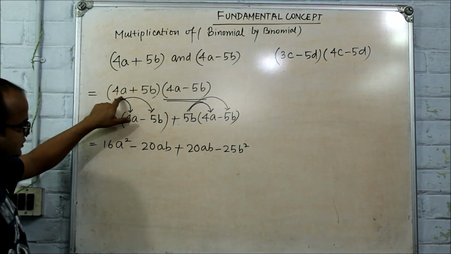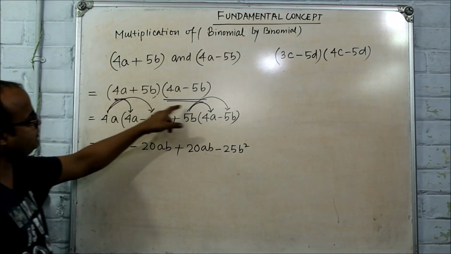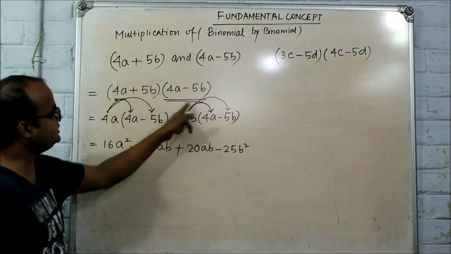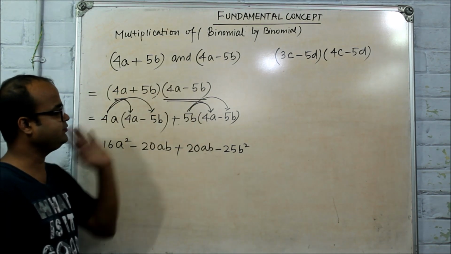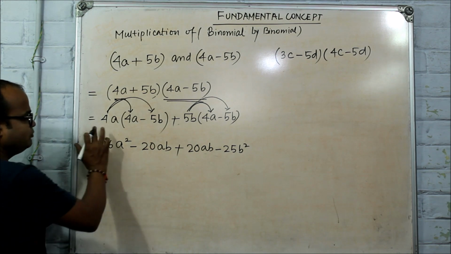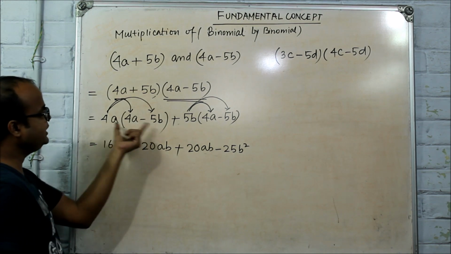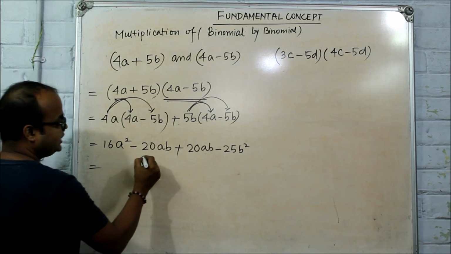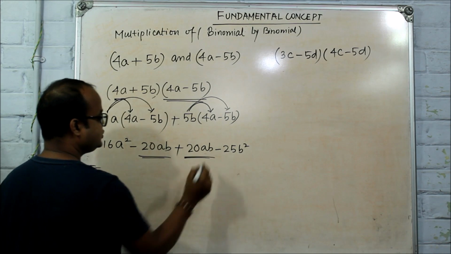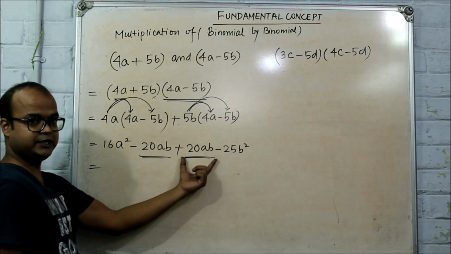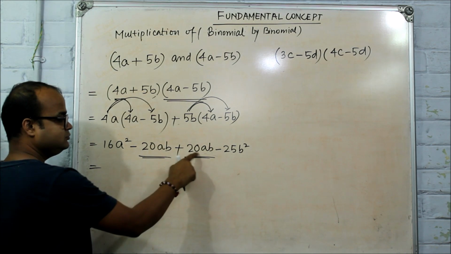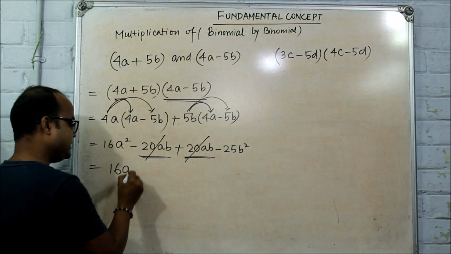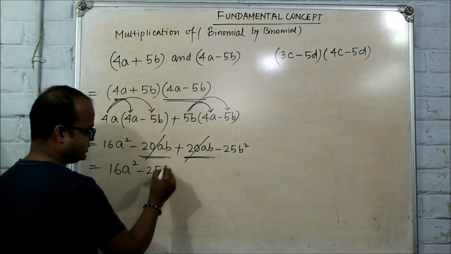Then take the first term of the first binomial, multiply with the other binomial. See what I have done? 4a multiplied by this, plus 5b multiplied with 4a minus 5b. Now multiply. So it is the case of monomial by binomial, which I already explained. Now plus 20ab and minus 20ab. Minus 20ab plus 20ab. Same term with opposite sign. So they will cancel each other. So your answer will be 16a square minus 25b square.